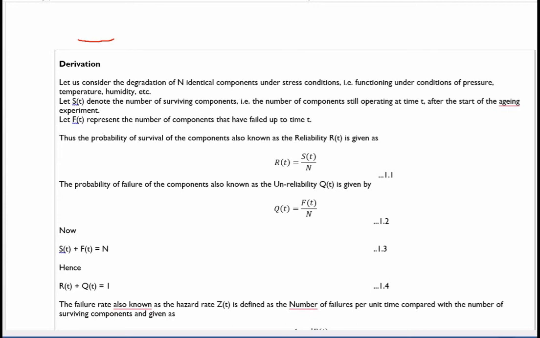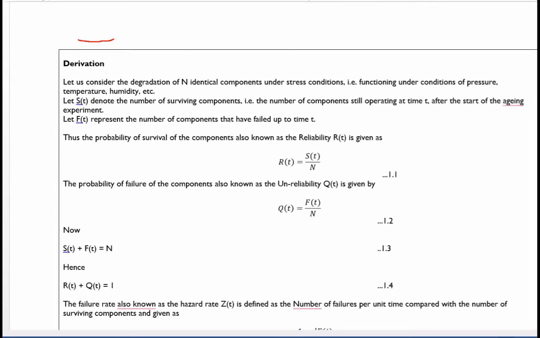We shall consider n as the total number of components. Now let us consider s of t as the number of components that will survive within a specified period of time, a period of observation. And also let f of t be the number of components that failed. Now we define the reliability as the number of components that survive within that time over the total number of components. That is our reliability.